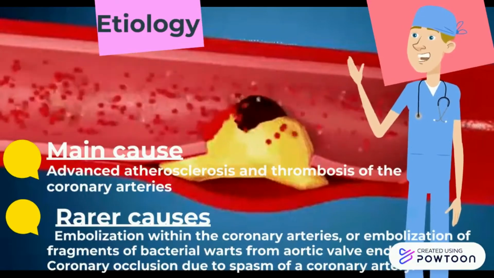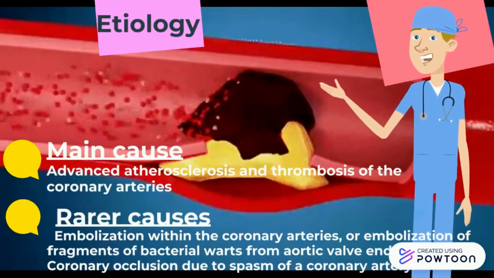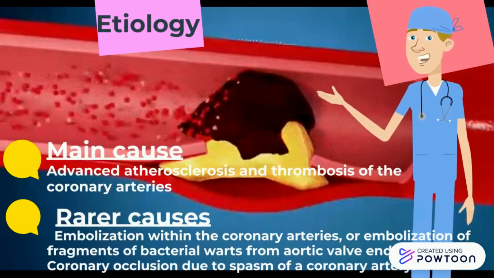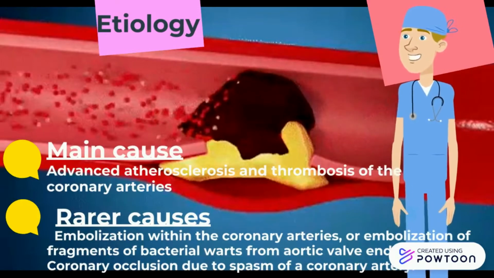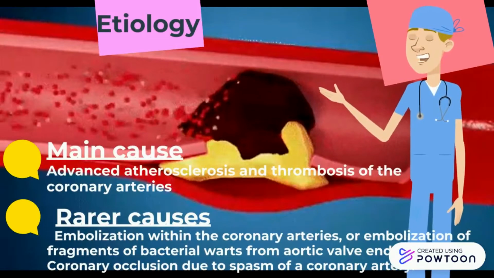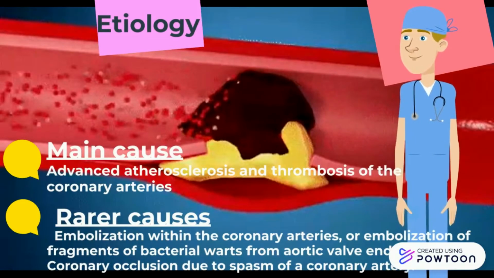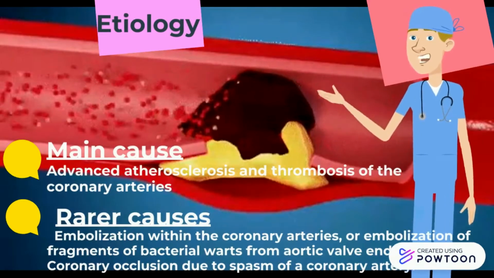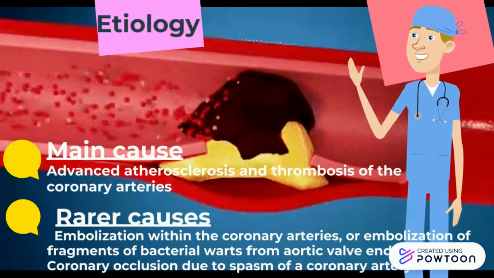Talking about etiology, the main cause is advanced atherosclerosis and thrombosis of the coronary arteries, and rare causes include embolization within the coronary arteries or embolization of fragments of arterial walls from aortic valve endocarditis. Coronary occlusion has also been described due to a very long spasm of a coronary artery, and it's important to mention that genetics, obesity, and sedentarism can be related.